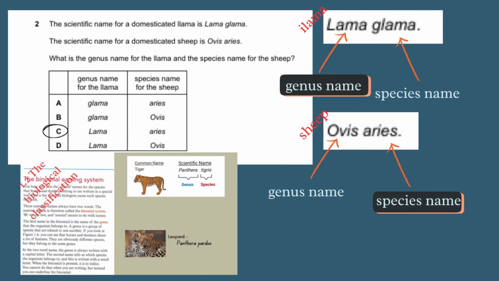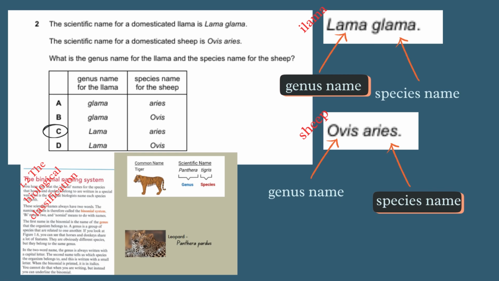The second question: the scientific name for a domesticated llama is Lama glama. The scientific name for a domesticated sheep is Ovis aries. What is the genus name of the llama and the species name of the sheep? We have already discussed this under 1.2, biological classification. In a scientific name, the first name is the genus name and the second name is the species name.